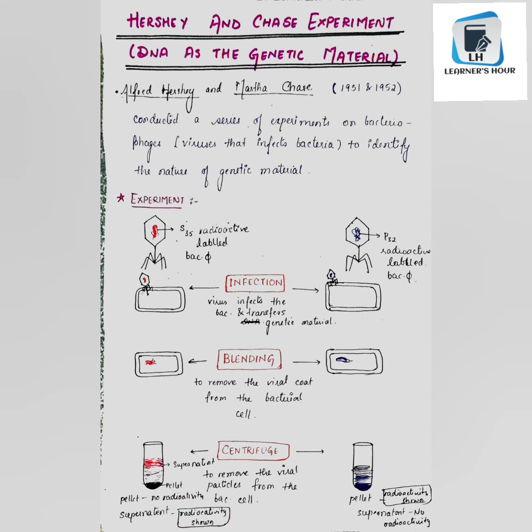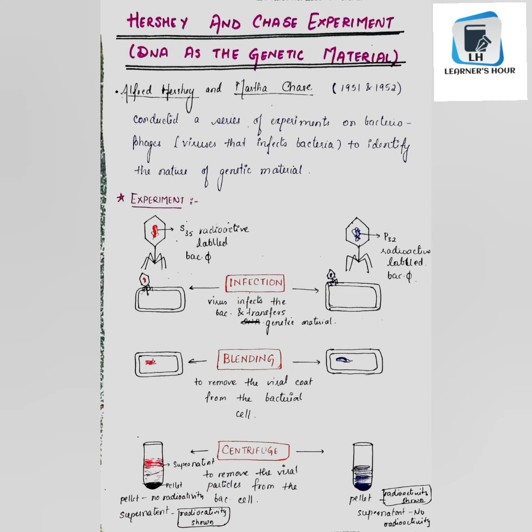So after infection, the next step is blending. Blending is done to remove the viral particles from the bacterial cell, as we only want the bacterial cell and not the bacteriophage viruses for the experiment. Then comes the third part of the experiment, that is the centrifugation.